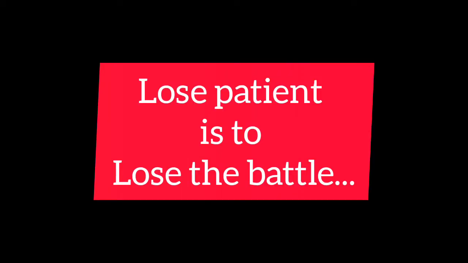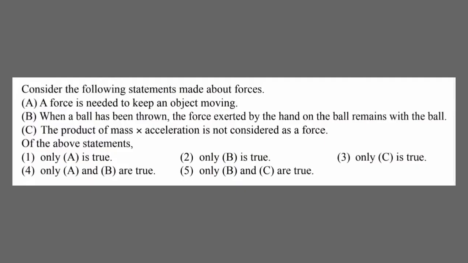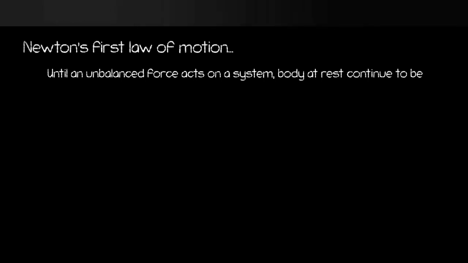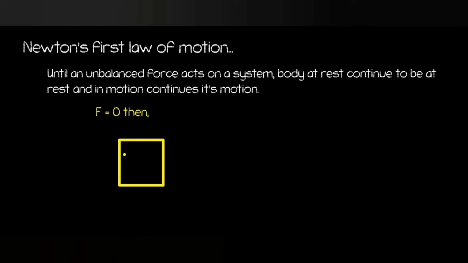In this video, let us discuss 2019 Department Model Paper question number 21. Statement number 1 says, a force is needed to keep an object moving, but according to Newton's first law, until an unbalanced force acts on a system, the body at rest remains at rest and body in motion continues its motion. Therefore, when F is equal to 0, the body may be at rest or may be in uniform motion. Thus, it's clear statement 1 is wrong.